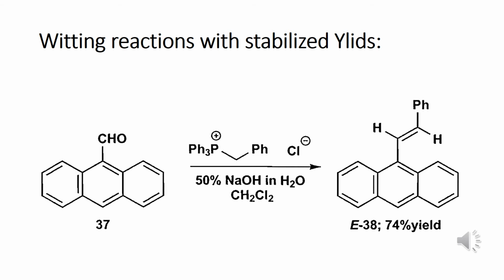So one possible explanation is that the formation of the betaine or oxaphosphetane is reversible if the ylide is stabilized, and only the faster of two eliminations occurs to give the trans alkene. Here you can see the yield of 74% is obtained by this method.